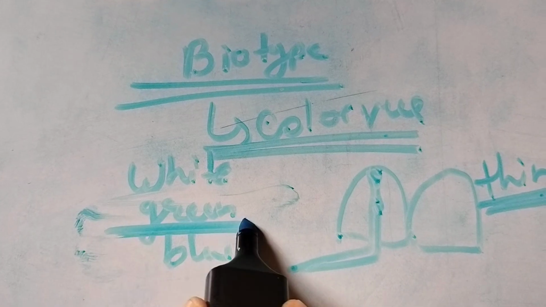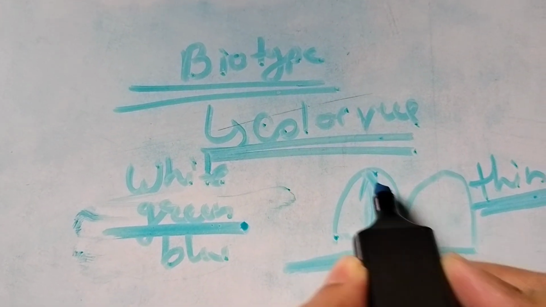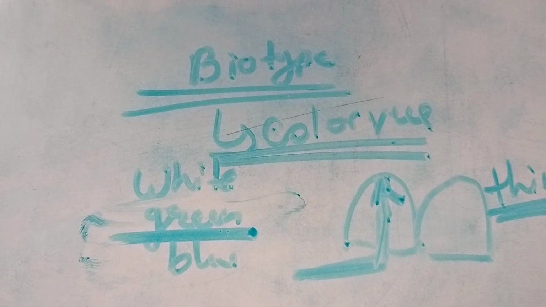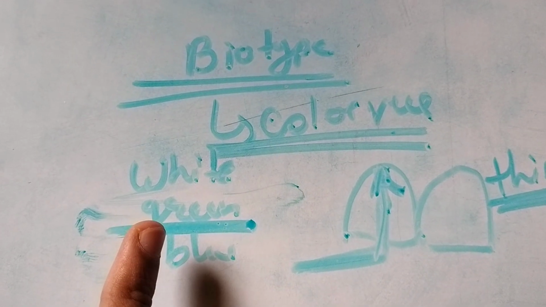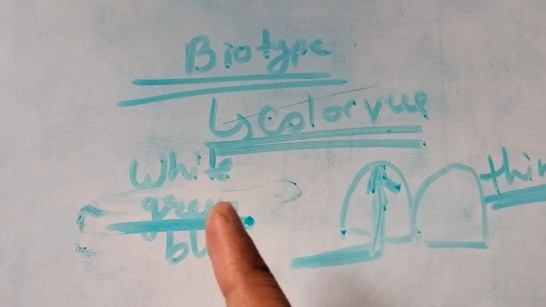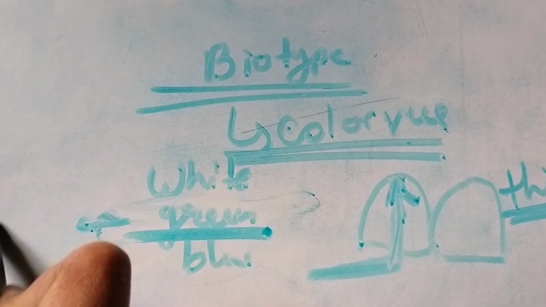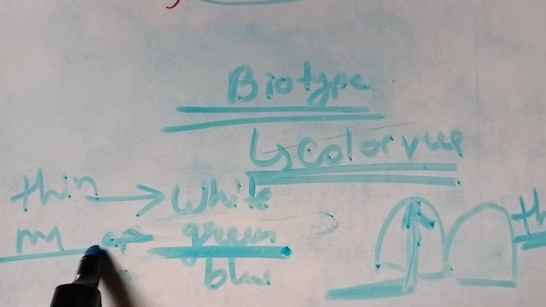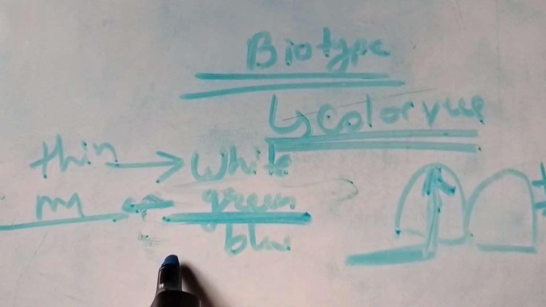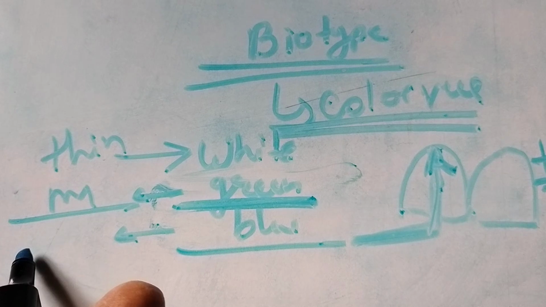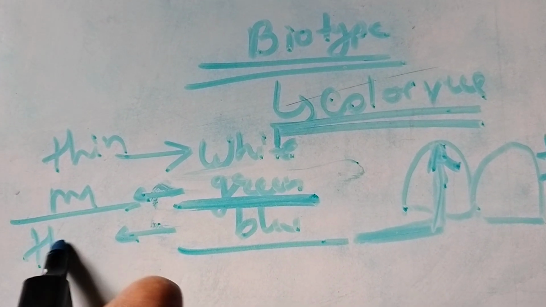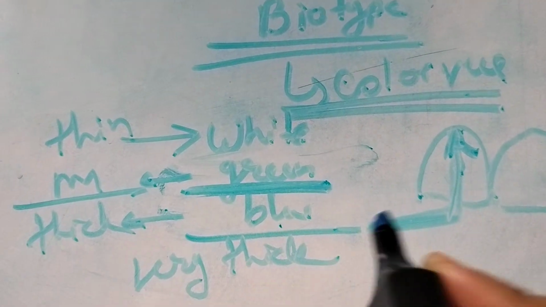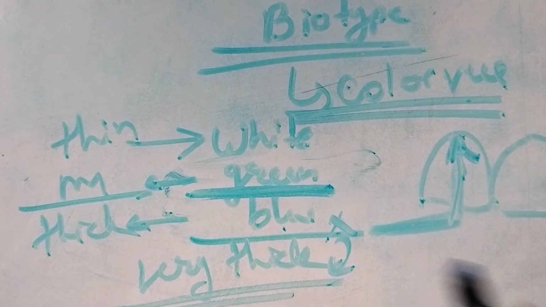Then the green probe is inserted into the gingival sulcus here. If white is not visible, use the green probe. In the same manner, if the color is visible through the gingiva, then it is a medium one. If white color is seen, then it is a thin biotype. If green color is seen, then it is a medium. And if blue color is seen, then it is thick. Very thick means the blue color is not visible, then it is a very thick biotype.